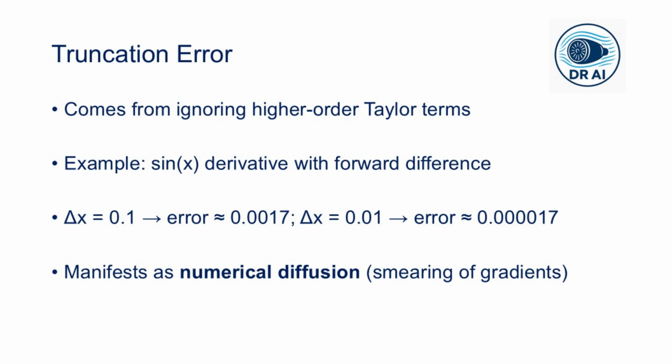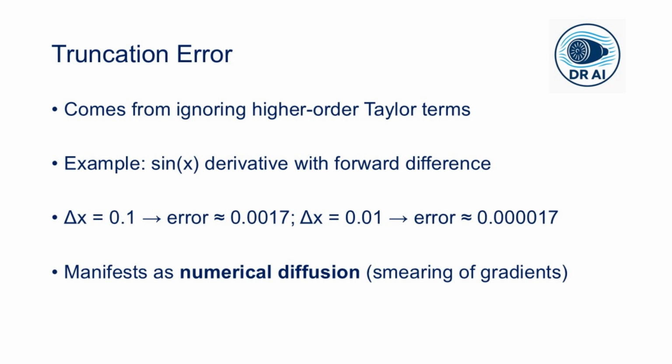By using the finite difference with delta x equals 0.1, the error is approximately 0.0017. But when we use delta x equals 0.01, the error would be much smaller, 0.00017. So by reducing delta x by a factor of 10, the error reduces by a factor of 10. This is first order.